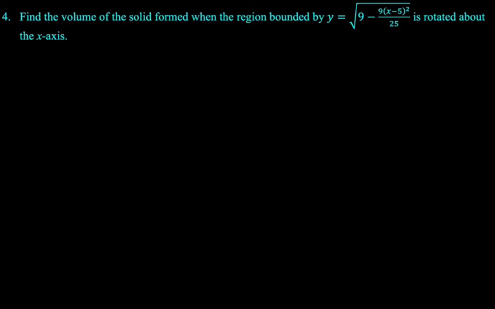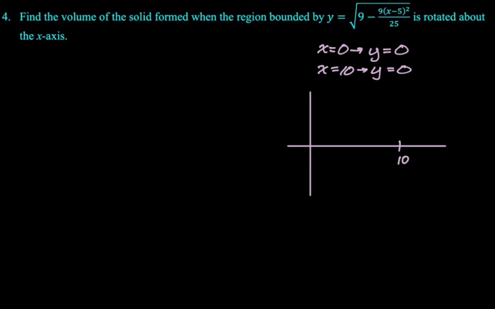So when x is 0, I get negative 5. If I square that, it's 25. That'll give me 0. So x equals 0 is one of the zeros. The other one is at 10. If x is 10, then I get 10 minus 5 is 5, squared is 25. 25 over 25, 9 minus 9. So the other one is at x equals 10, which means that the graph looks something, but not exactly, like this. So we are rotating this region around the axis.